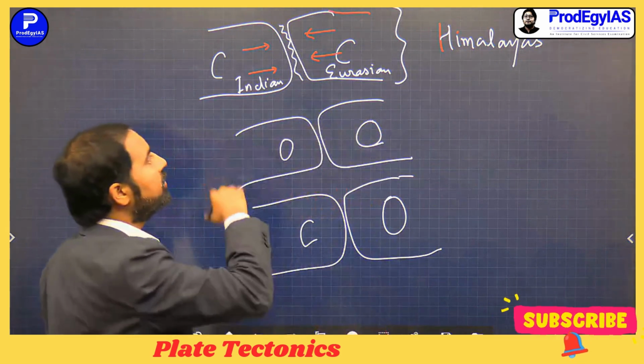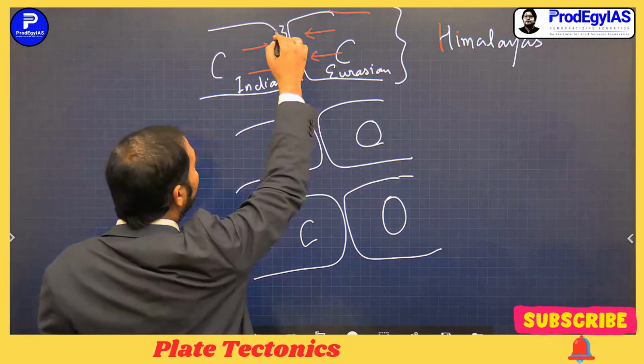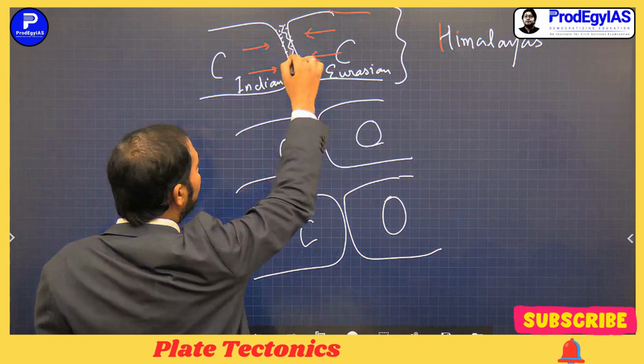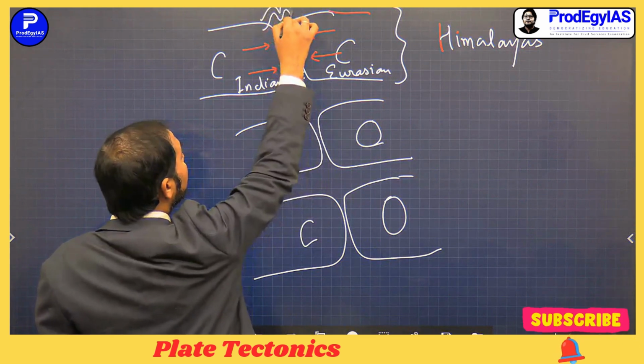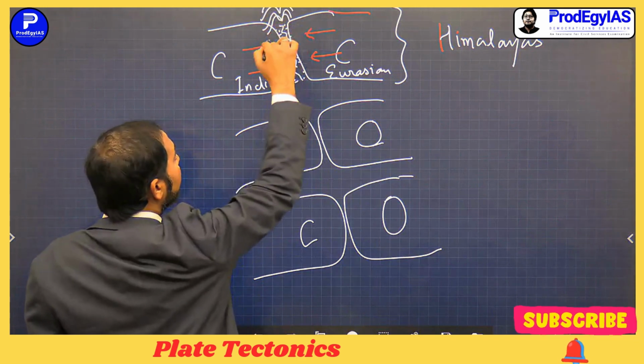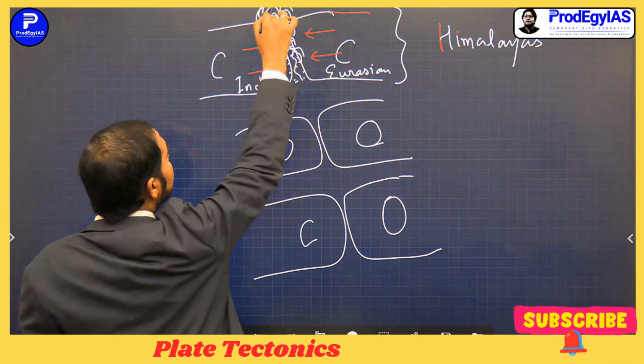And in this collision, what is happening? The sediment load between these two plates is being converted into young mountains like these Himalayas.